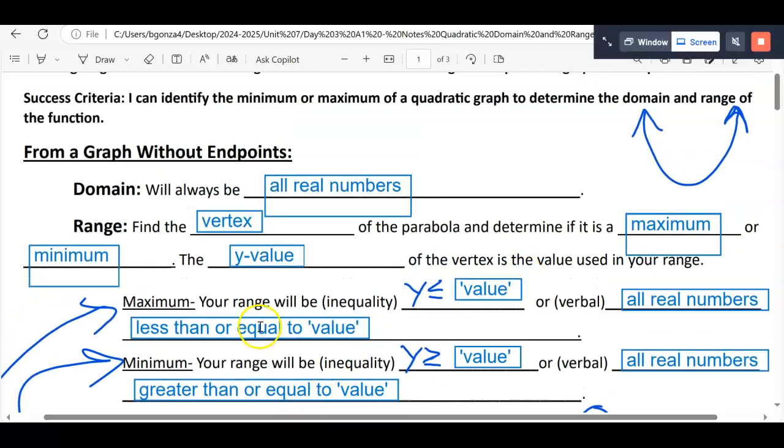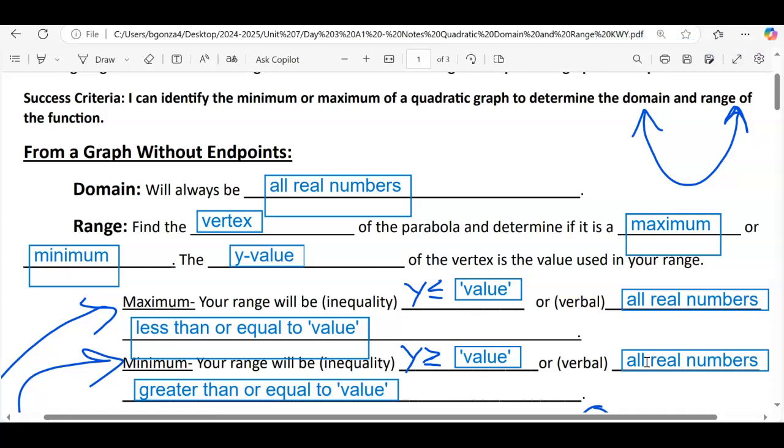The y value of that vertex is going to be used in your range, okay? If it's a maximum, your range will be the inequality y less than or equal to the value. And the way you would verbally say it is all real numbers less than or equal to that value. And for a minimum, your range will be the inequality y greater than or equal to that value. And verbally, you would say all real numbers greater than or equal to the value. I know that might just be a bunch of words on the screen for now, but I'm going to show you an example. Okay, so make sure you get it down. I'll give you a minute.